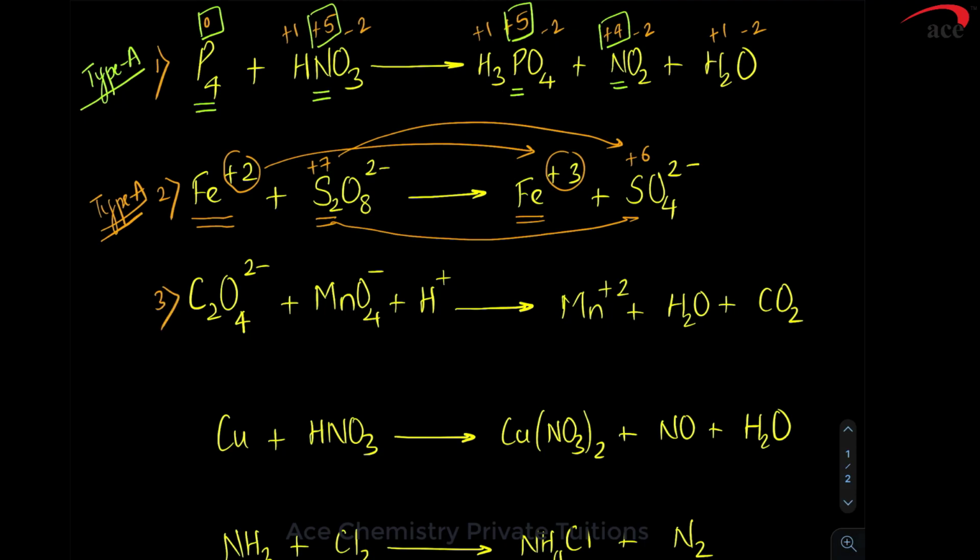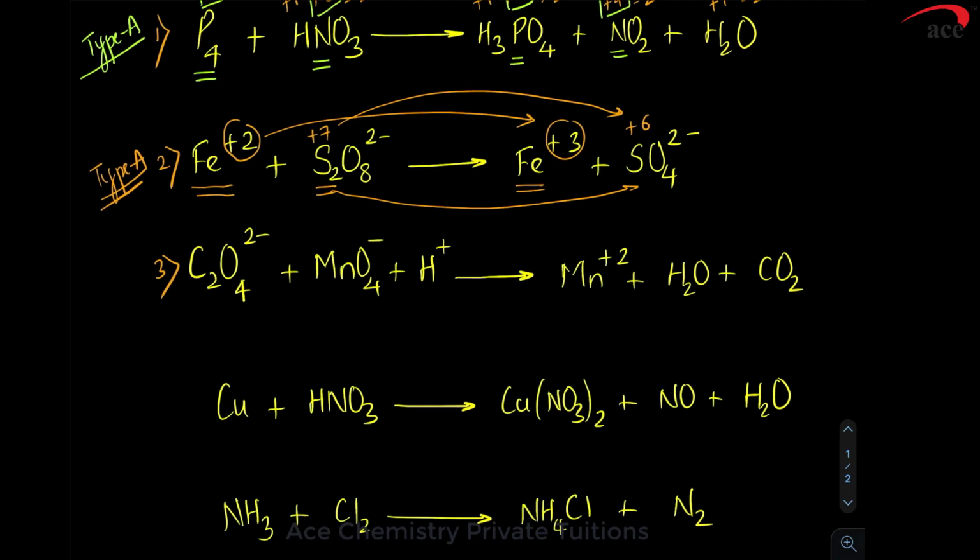Even the third reaction, if you check carbon, you have to know all the oxidation states. Usually, when you have practiced a lot of oxidation number related questions, then you can easily identify those elements whose oxidation state generally changes. Carbon is plus 3, oxygen is minus 2, manganese is plus 7, oxygen is minus 2, hydrogen is plus 1, manganese is plus 2 because it is an ion, hydrogen is plus 1, oxygen is minus 2, carbon is plus 4, oxygen is minus 2.